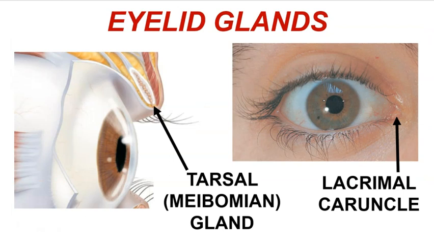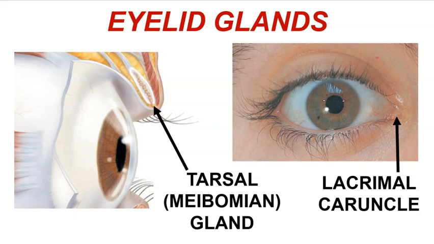There are also a few glands that are located in nearby structures that are going to produce secretions that coat the outer surface of the eyeball. The first is the tarsal glands, which are also called the meibomian glands. These are modified sebaceous glands that produce sebum, which helps to lubricate the eye, as well as prevent the upper and lower eyelids from sticking together during blinking.